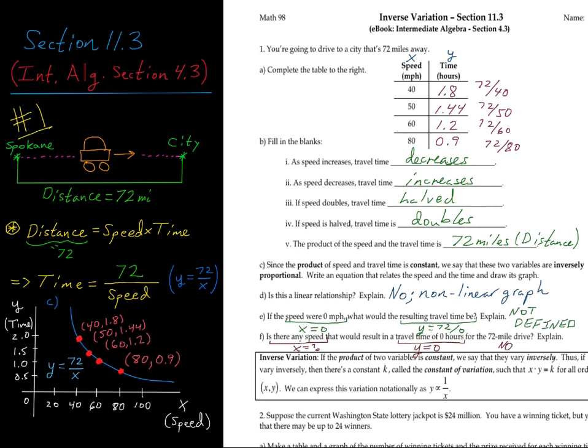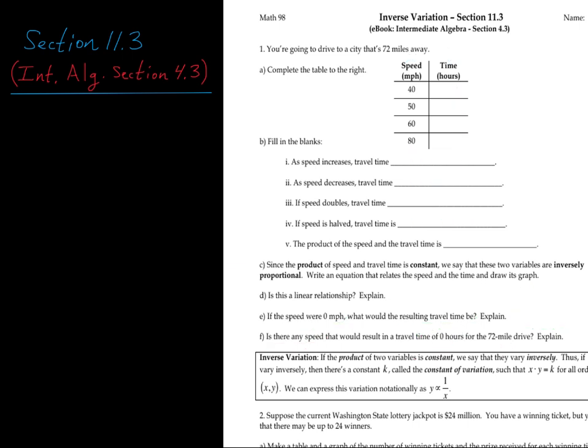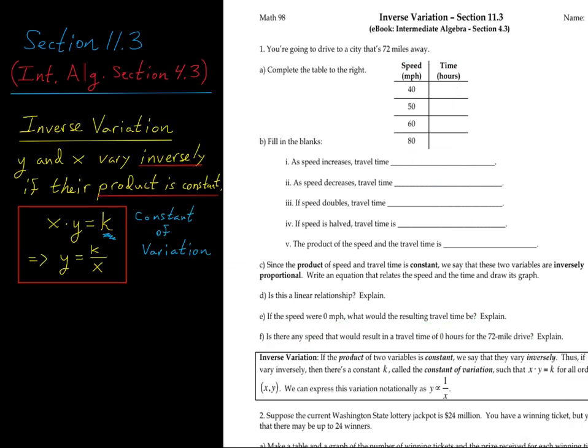All right, great. So now let's go ahead and define what we're going to call inverse variation a little bit more generally. So here I have, for inverse variation, y and x vary inversely if their product is constant. Okay, so just like in question number 1, we saw that the speed x times the time was always 72 miles per hour. So more generally we're going to say y and x vary inversely if x times y is always some fixed value k, and we'll still call that k the constant of variation.